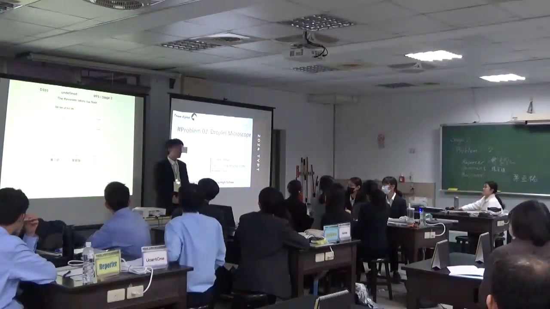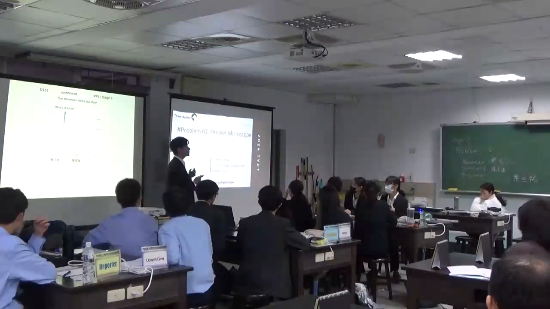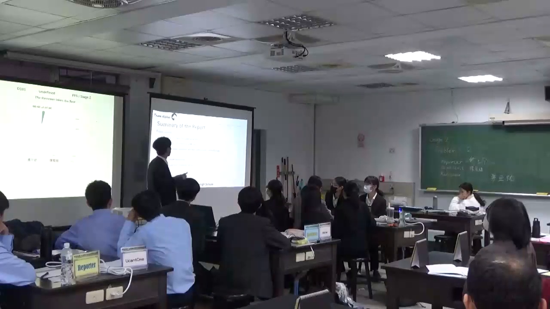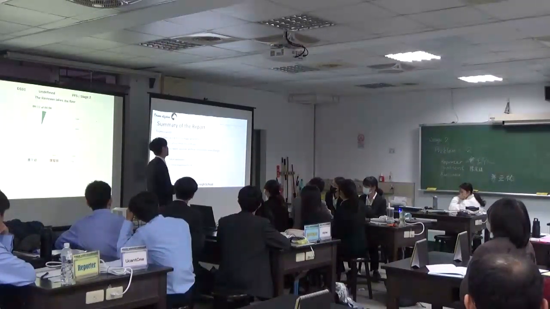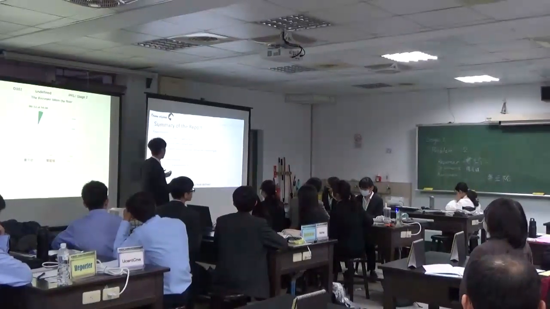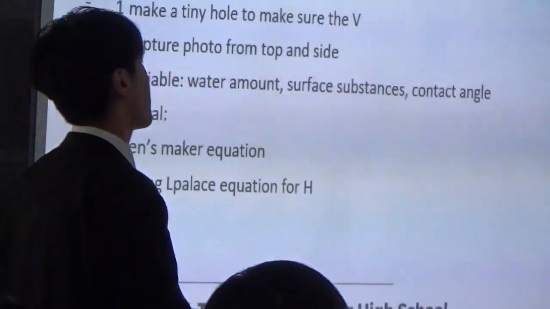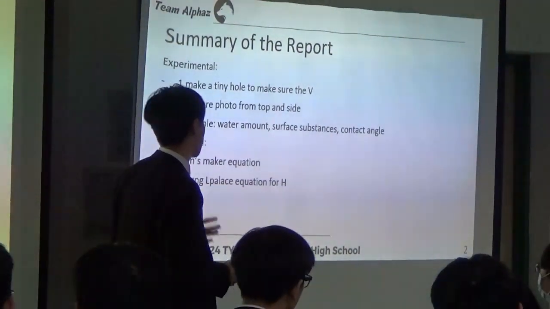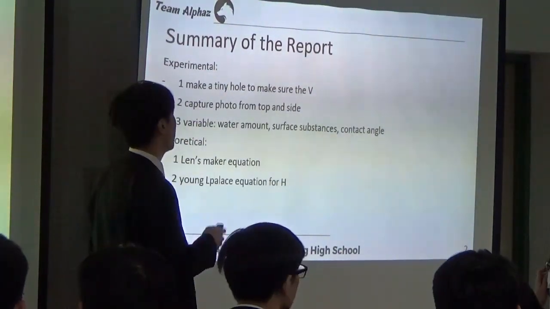Honorable juries and fellow competitors, I'm a reviewer from Tsinghua High School, and today I'm going to review problem number 2, droplet microscope. For the summary of the report, in their experimental part, they make a tiny hole to measure the volume. They also capture photos from the top and side. They vary variables such as the water's amount, the surface substance, and the contact angle. For the theoretical parts, they use the density matter equation, the Young-Laplace equation, and also the Snell equation.